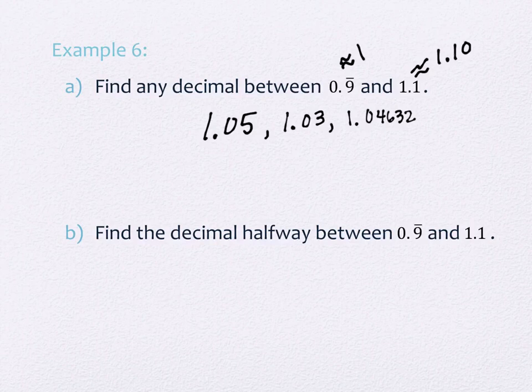Part B is a little bit more interesting: find the decimal that's halfway between. You can do the first one just by approximating, without even knowing that 0.9 repeating is equal to 1. It's almost equal to 1 in your mind. But to find a number that's halfway in between, think about it this way: if you have two tests, one test is a 100 and one test is an 80, what's your test average? 90. Why? You add them up and divide by 2.